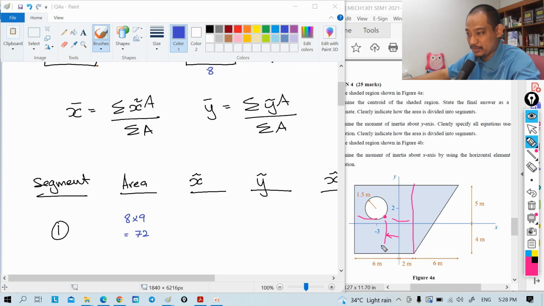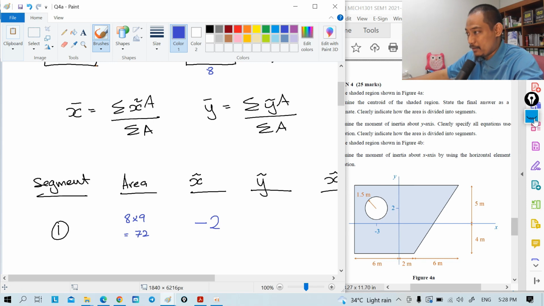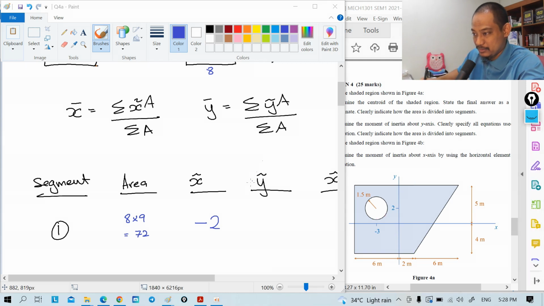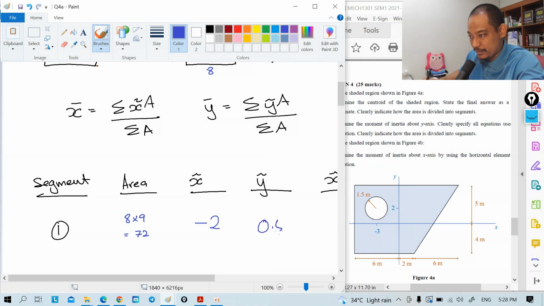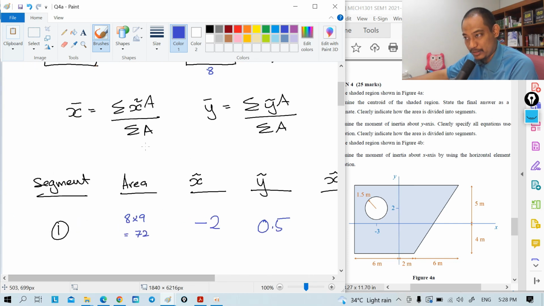So 4, this is 2, so actually it's minus 2. And the y coordinate is the height there, the distance here. This is 9, so halfway is 4.5 minus this one, meaning this is 0.5, positive. Alright, so that's it for this one, the raw data, and the rest is calculation, so we calculate later.